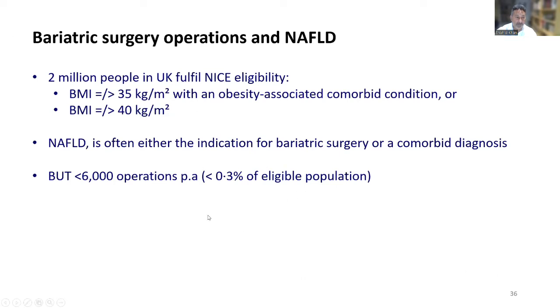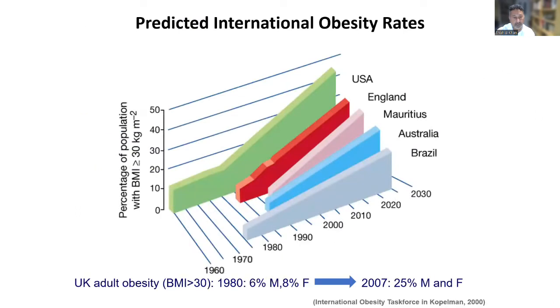Now fatty liver is often one of the indications, but only less than 6,000 operations are done per annum. So although bariatric surgery is often a very successful treatment for obesity, reversing the fatty liver, etc., it's not without complications. But even though it can be effective, more effective probably than drugs, the number of actual procedures that have been done is less than 0.5% of the eligible population, according to NICE's own eligibility criteria. And this just shows the predicted international obesity rates from a selection of countries for the next few years.